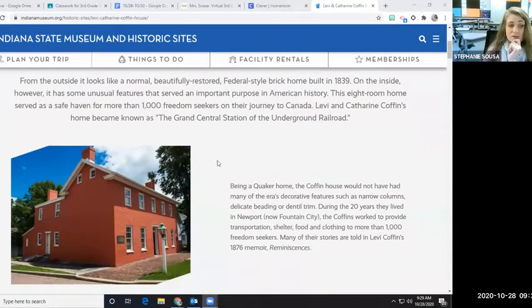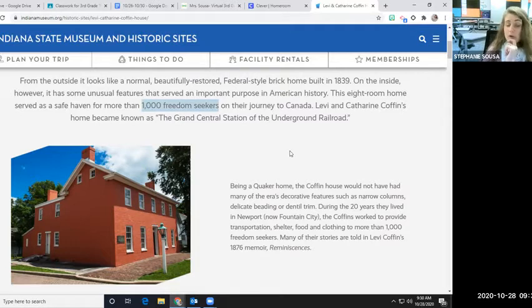Yes, so it helped more than 1,000 freedom seekers on their way to Canada. Now, freedom seekers were people in the 1800s who were in slavery. So this is a house that was used to help people escape slavery. So many of you have heard of the Underground Railroad. The Levi Coffin House was called the Grand Central Station, that's like a really busy train station in New York, of the Underground Railroad. Right here in Indiana is the house that helped over 1,000 slaves get to freedom.